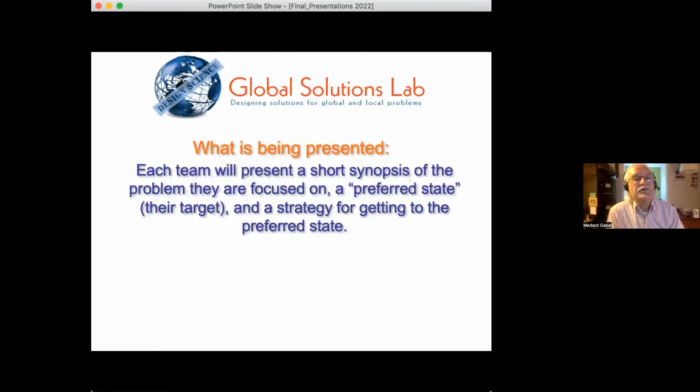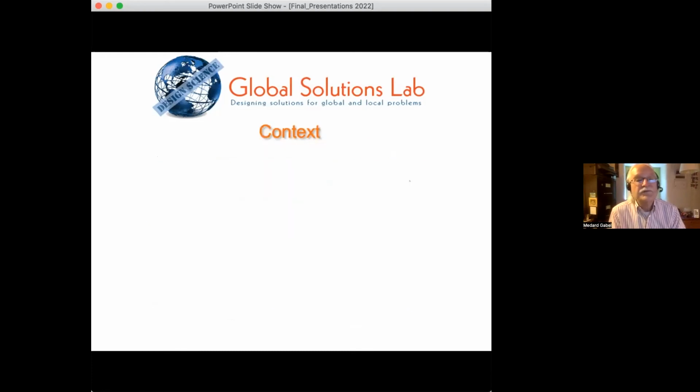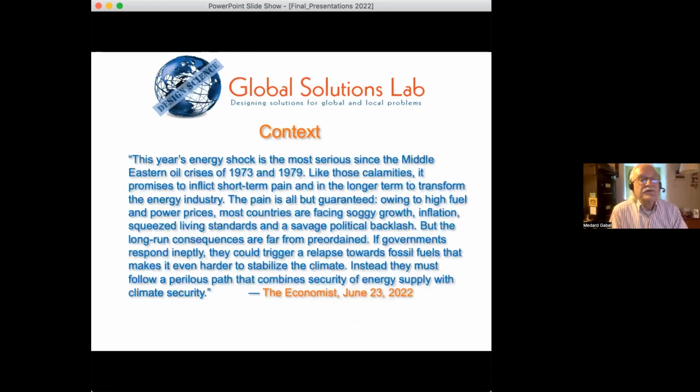What's going to be presented? Each team will present a short synopsis of the problem they are focused on, a preferred state, their target, and then a strategy for getting to the preferred state. And the context for this is from yesterday's Economist. Literally, this just showed up yesterday.